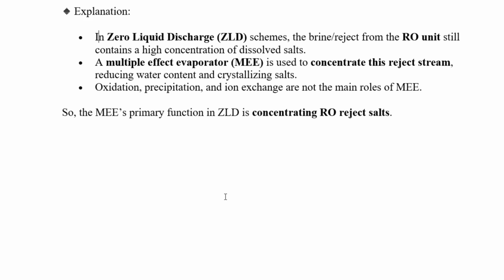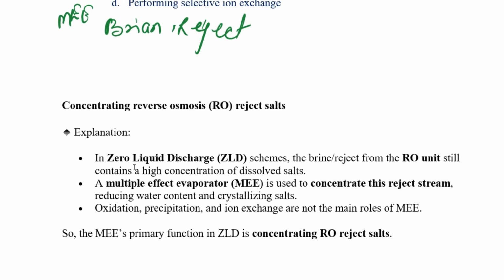Take another explanation: you can simply say that in zero liquid discharge, if the brine or rejects from the RO unit still contain a high concentration of dissolved salt, this multiple effect evaporator is used to concentrate this reject stream, reducing water content and crystallizing this salt. Then you can say that the main role of MEE is not oxidation, precipitation and ion exchange. So the correct answer should be option number C.